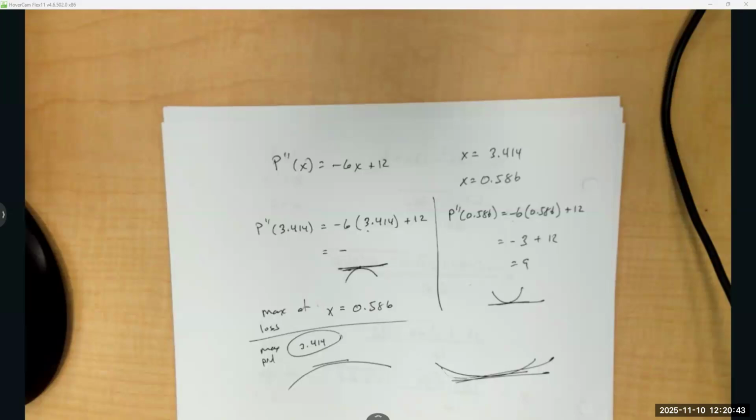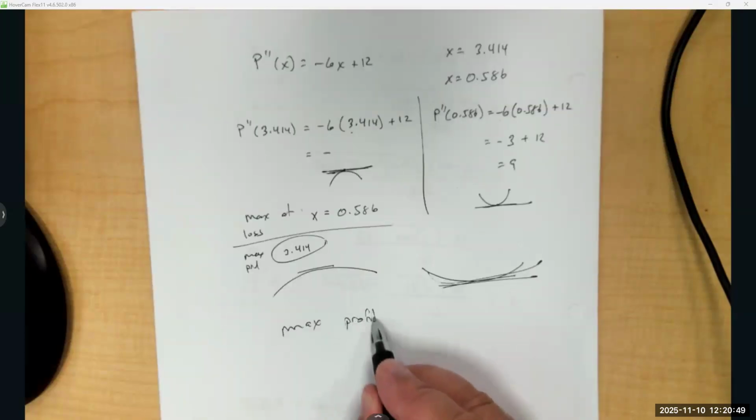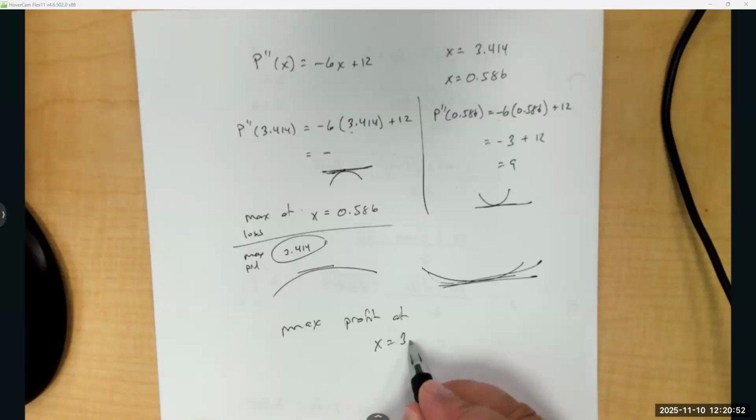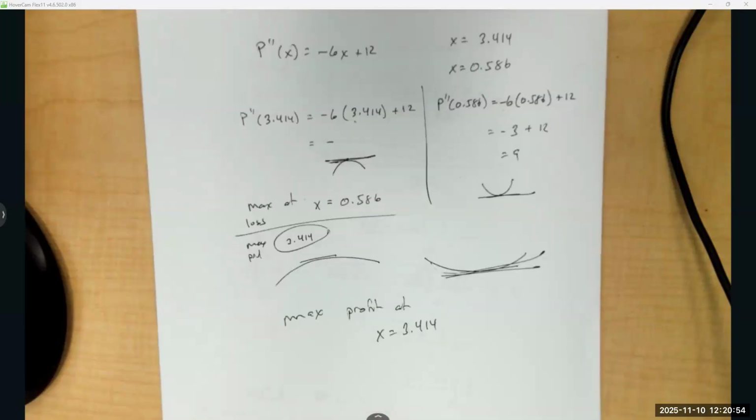And it wanted maximum profit. So max profit at x equals 3.414. The company is me, whatever the objects are they're making, right? They'll maximize their profit if they do that. Okay.